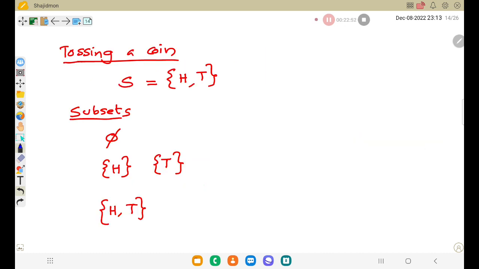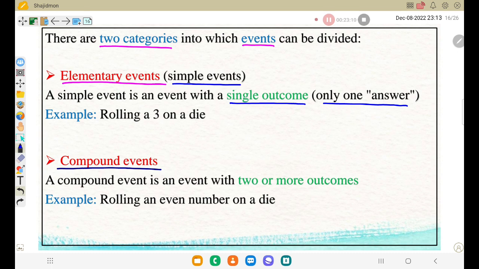For example, when we are tossing a coin, for getting a head, only one result, correct? Or getting a tail, only one result. This is what we are calling a simple event or elementary event. So this is the idea here. Elementary event or single event, simple event means an event having a single outcome, only one answer. Now, a compound event is an event with two or more outcomes. Two or more outcomes will be there.